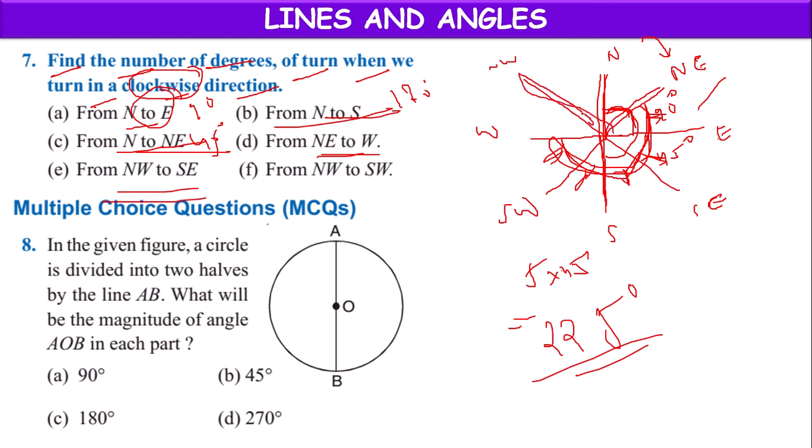Northwest to southeast, this angle. Northwest to southeast, this is a straight angle, 180 degrees. And northwest to southwest, in this direction, this angle is 45 plus 45, 90 degrees.